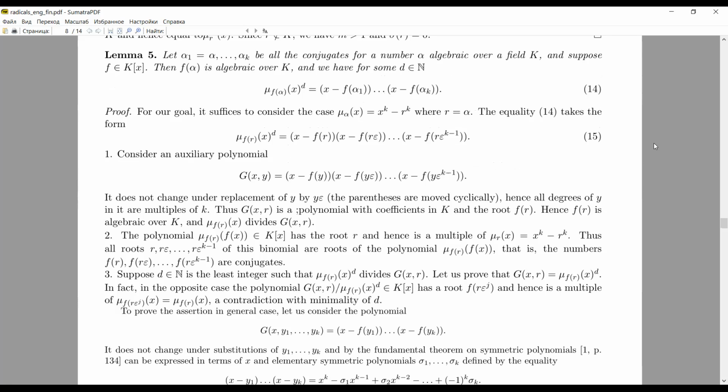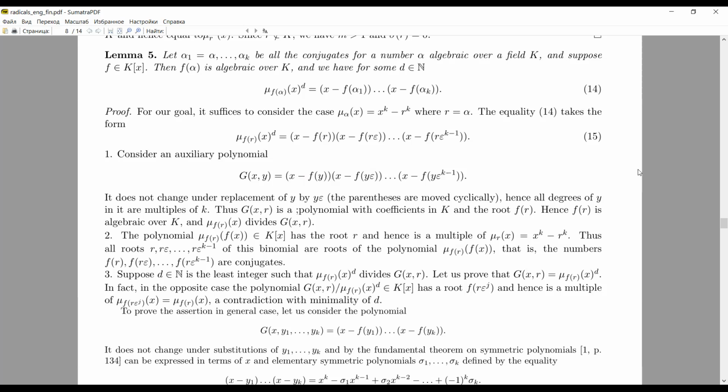So we consider this polynomial g of x and y, and we note that it doesn't change under replacement of y by y epsilon, because the factors are moved cyclically. Hence, all degrees of y in this polynomial are multiples of k. So this is a polynomial with coefficients in k and the root f of r. So we prove that f of r is algebraic over k, and moreover, its minimal polynomial divides g.